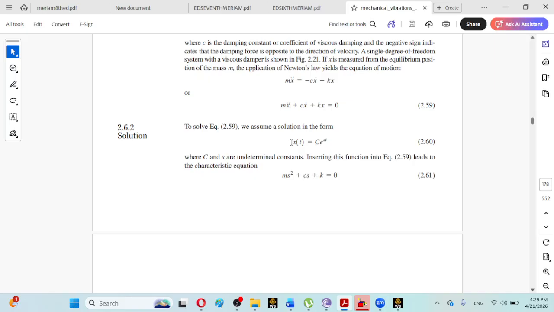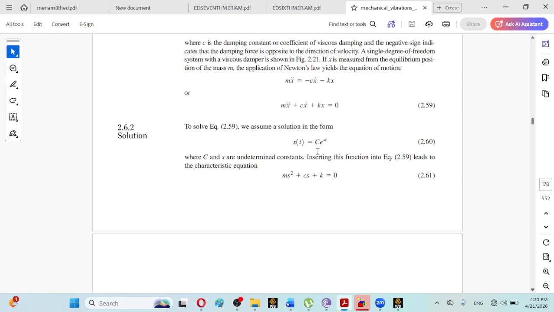So we will be taking common Ce^(st), and in the parenthesis there will be ms squared plus cs plus k. The equation becomes the product of two terms: one term is Ce^(st) and the other term is ms squared plus cs plus k, equal to 0. Now either of the two terms can be 0. Mathematically either Ce^(st) can be 0, or ms squared plus cs plus k can be 0, or both can be 0.